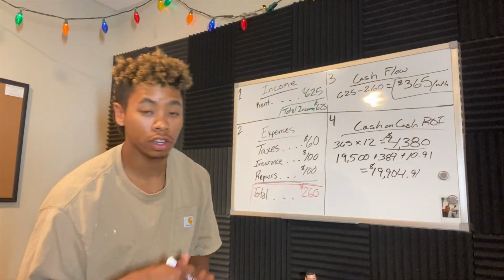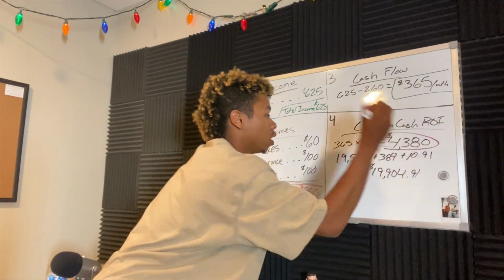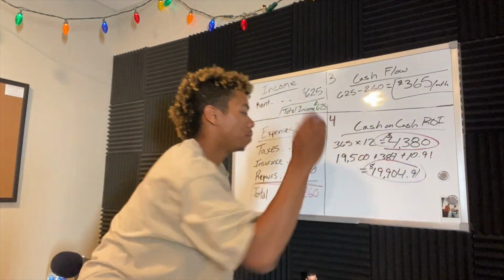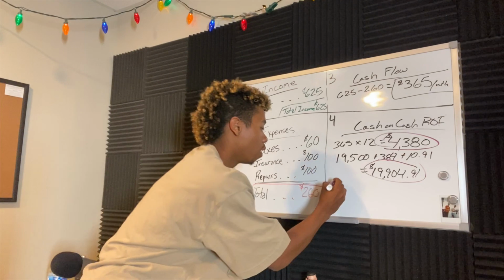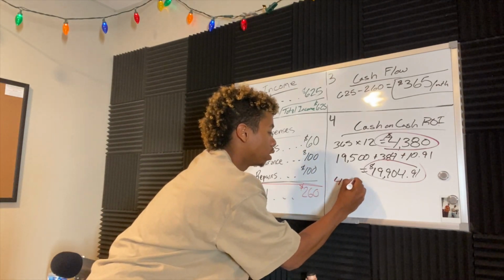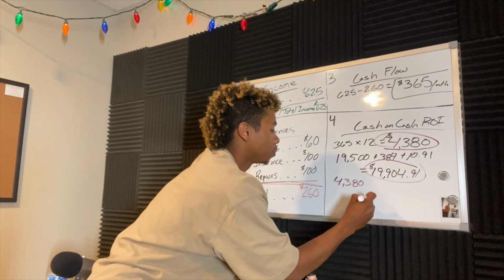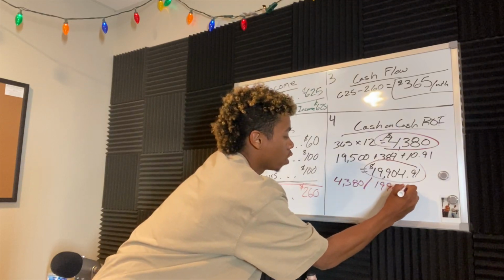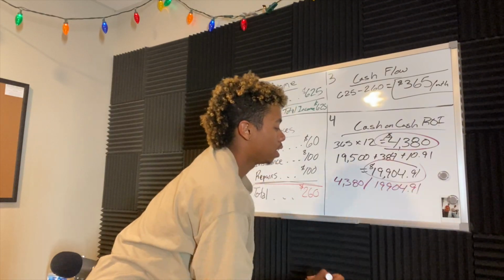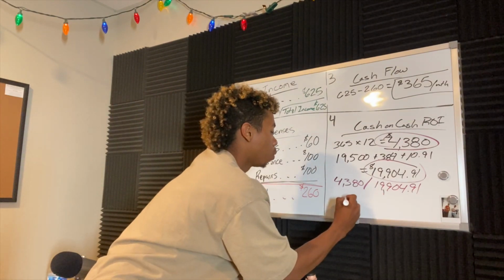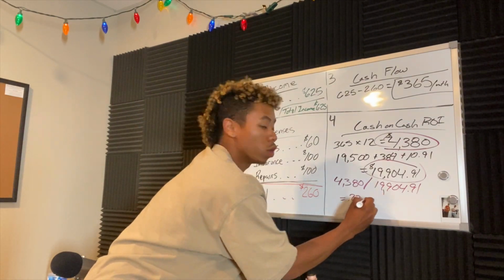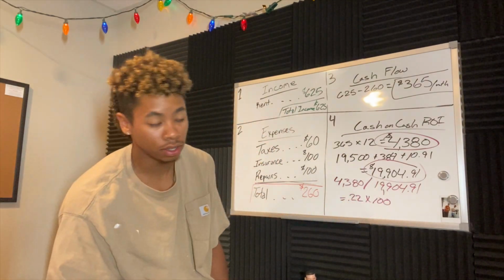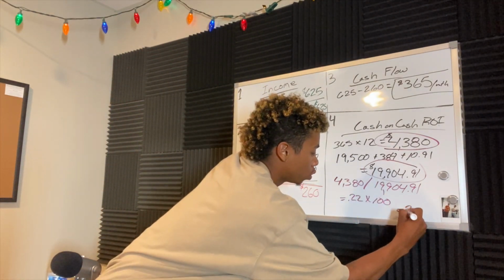So next, you want to take your total yearly cash flow, and then you want to divide it by how much cash you have in the deal. So $4,380, divide that by $19,904 and 91 cents, and that would give you 0.22, and then you want to multiply that by 100 to get a percentage, which is going to give you 22%.